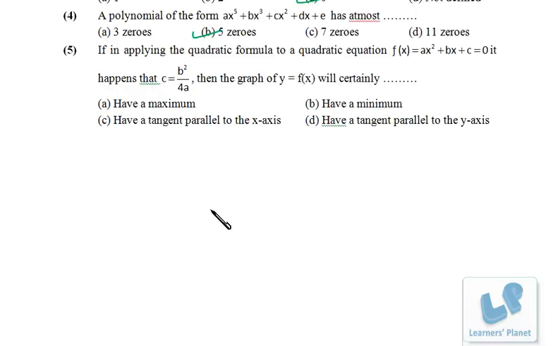Now friends, let's see this question. If in applying the quadratic formula to a quadratic equation f(x) = ax square plus bx plus c, it happens that c is equal to b square by 4a, then the graph of y = f(x) will certainly. First of all, we know that if it is a quadratic polynomial, the graph observed over here will be a parabola, and if a is positive, the graph will be an upward parabola, that is opening upwards, right?